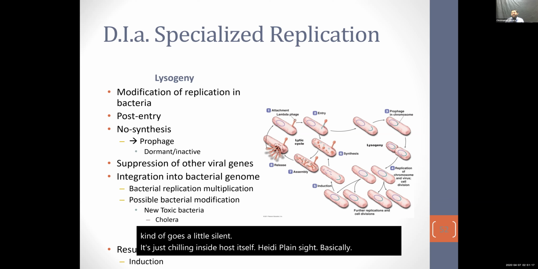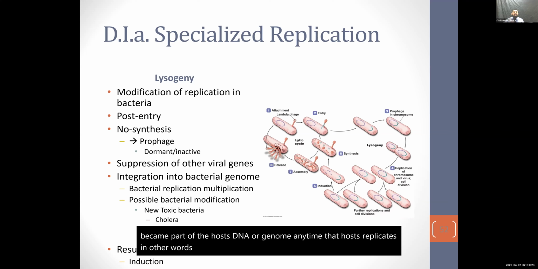Now, the second advantage is that because it became part of the host's DNA or genome, anytime that host replicates, in other words, it doubles itself, it actually replicates the virus too. It does its job for it. In other words, once the virus becomes part of the host, that host, as it divides and makes more copies of itself, is making also more copies of the virus for free. And that's a really cool concept.